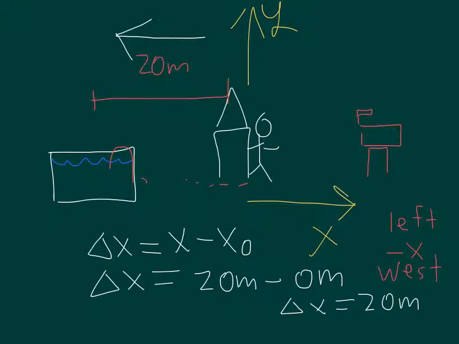So again, this is why it's so important to make sure that you include direction with your displacement, because without it, you will not be specific enough. And then no one will know what direction you went in.